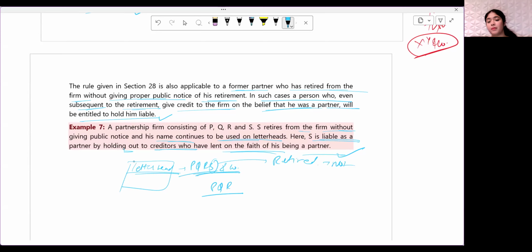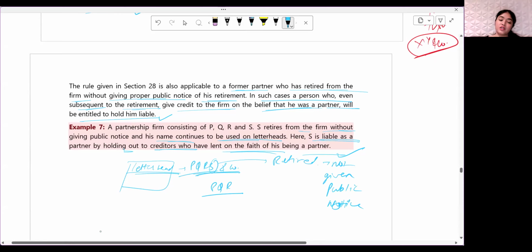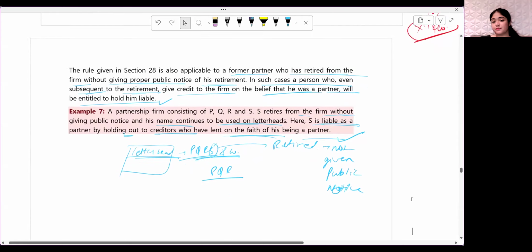And he has not given public notice, meaning you have to issue it in the newspaper. If he has not given public notice or not filed a public notice with the partnership commission, at that time you can say that this person is still liable, because his name is written on the letterhead and the creditor relies on the faith that this person is a partner. He has to pay for any of the losses until he gives out the public notice. Okay, are we clear till here?